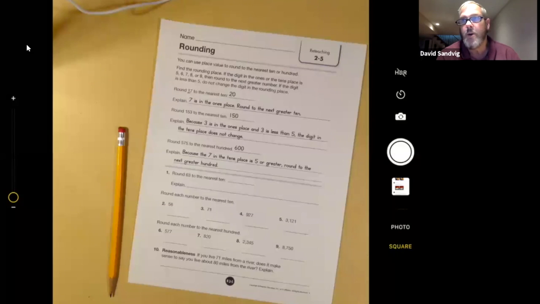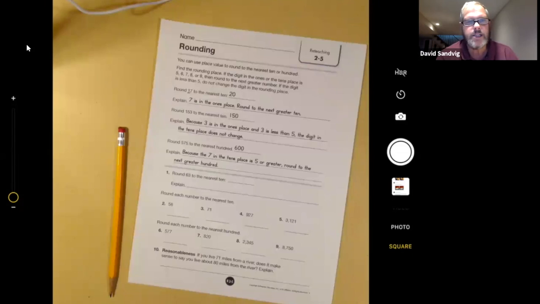I found a poem, and I'm going to read it to you, and hopefully this will help you remember the rules. Rounding rules. Find the number, look right next door, 5 or more, raise the score, 4 or less, let it rest. I'll have a copy of that on the slide in 2.5.